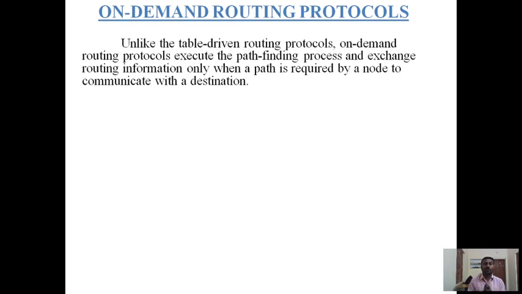Before discussing these 7 points, first we will go through the concept of on-demand routing protocols. Unlike table-driven routing protocols, on-demand routing protocols execute the path finding process and exchange routing information only when a path is required by a node to communicate with a destination. Already we discussed, on-demand means whenever two nodes are required to transfer data from one node to another node, they develop the route at that moment and transfer the data. That concept is called on-demand routing. The protocols required for that all come under on-demand routing protocols.